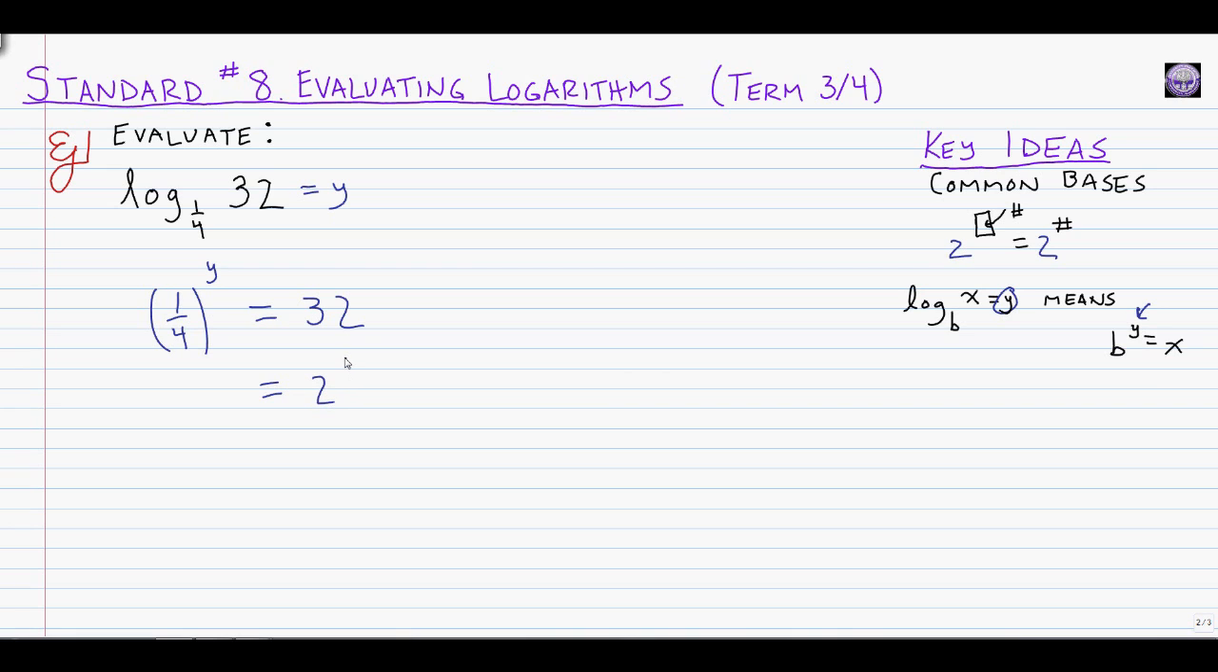Either way you do it, no matter how you think about it or break it down, you're going to get 2 to the 5th power. There's 5 2's that multiply together to give us 32. On the left side, we've got 1/4. Well, that's the same thing as 1 over 2 squared, all to the y power. So now the right side's always just going to stick there. The left side, we're going to have to simplify a little bit more.